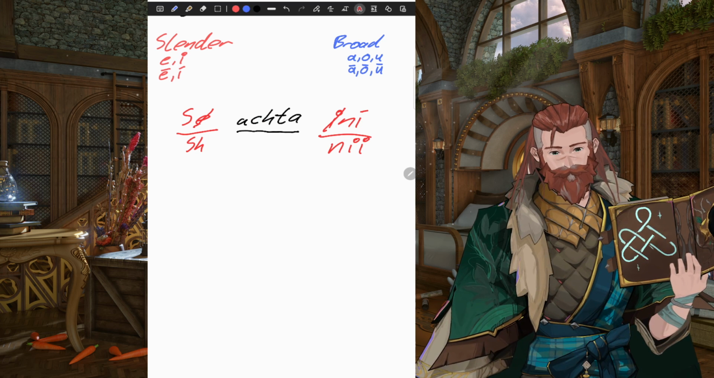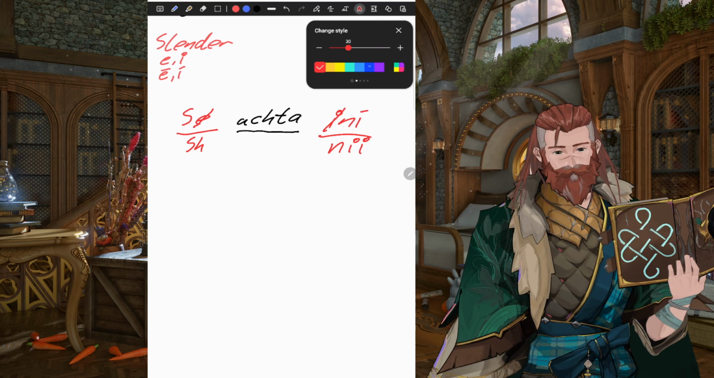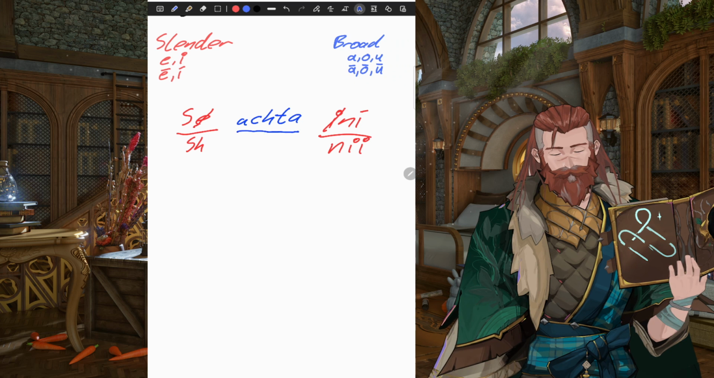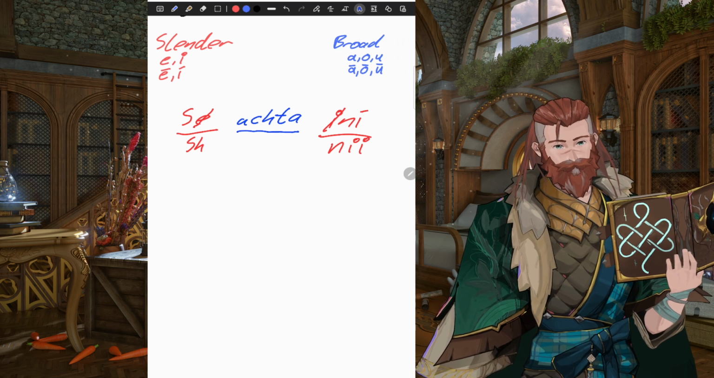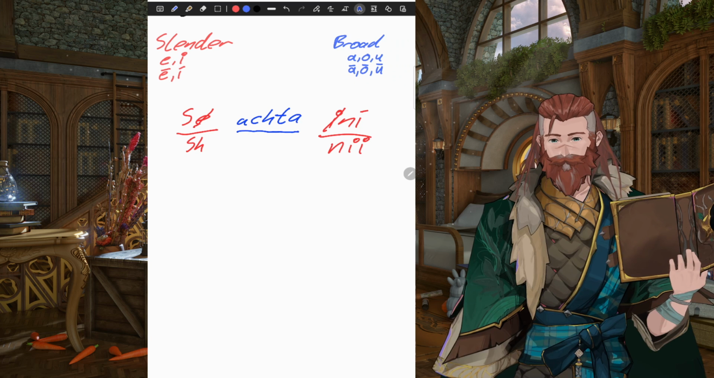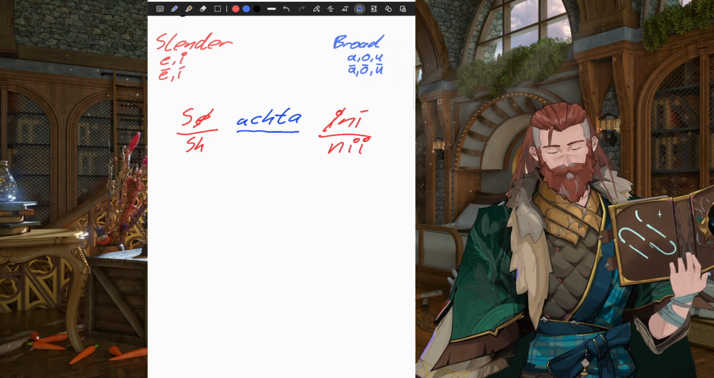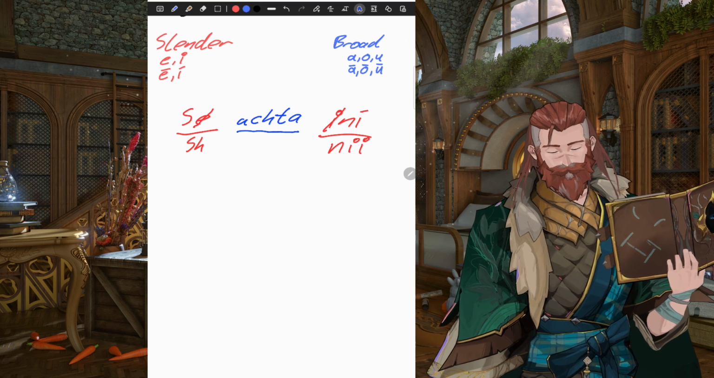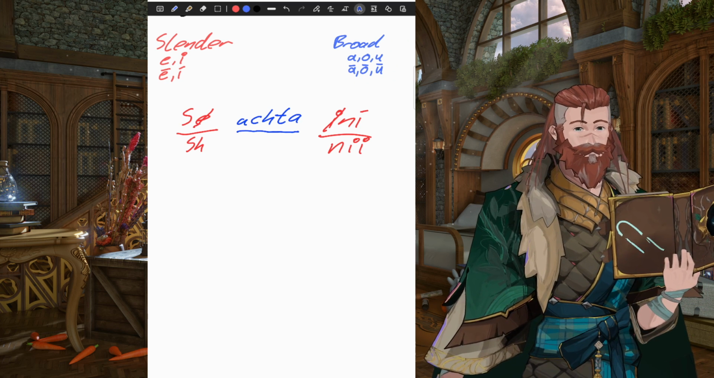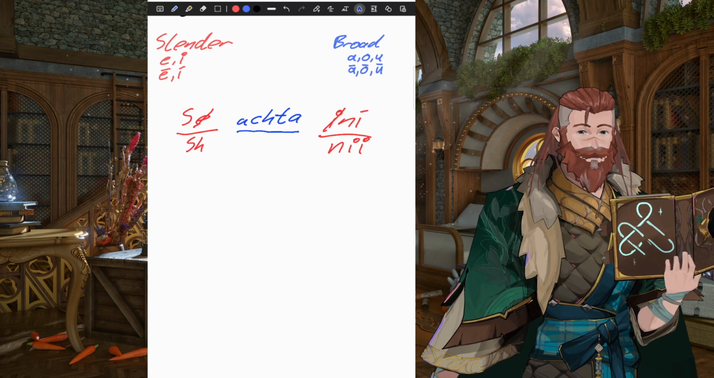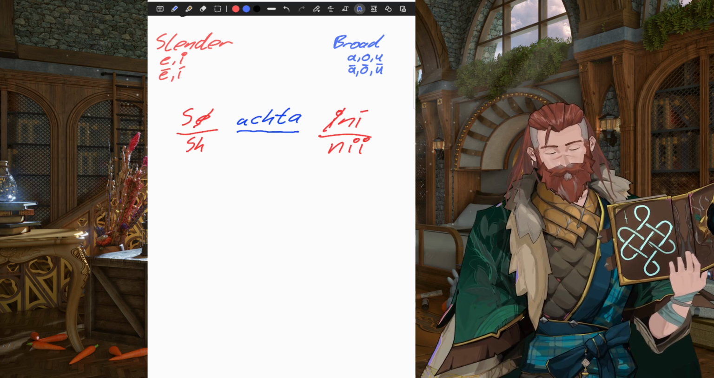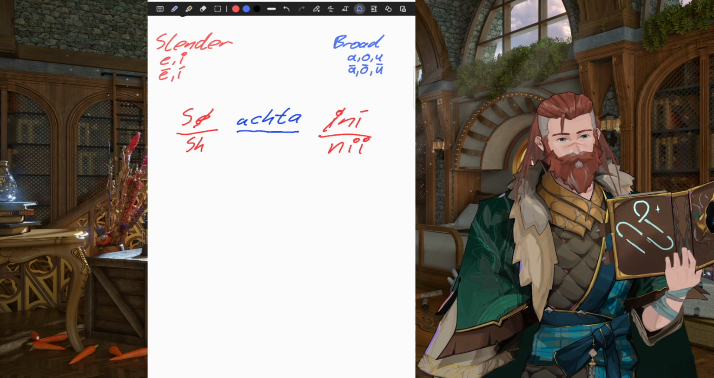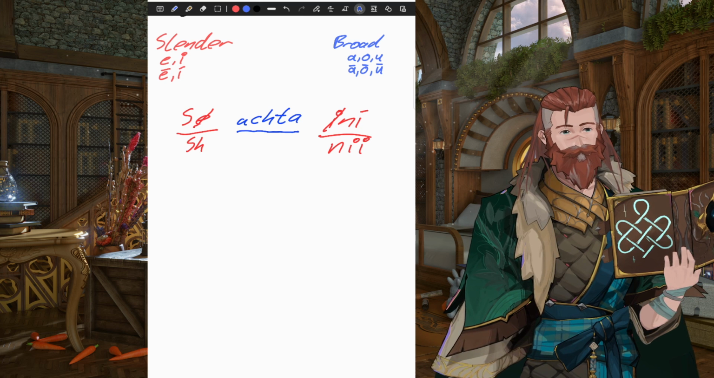And this bit in the middle is going to be broad. So it just kind of makes it achta. And there's no better way to write it out than how it already is. So it's Seachtaine. Seachtaine.